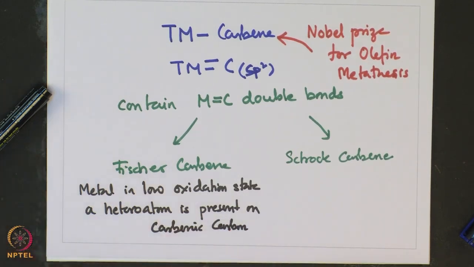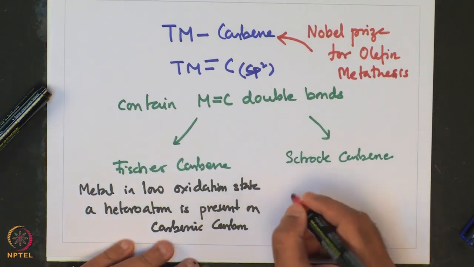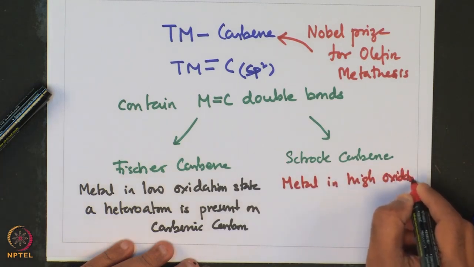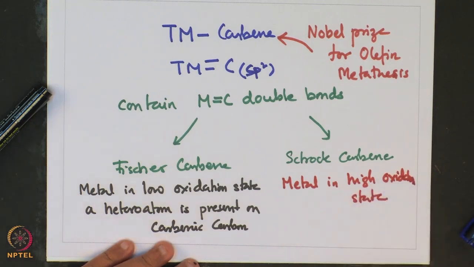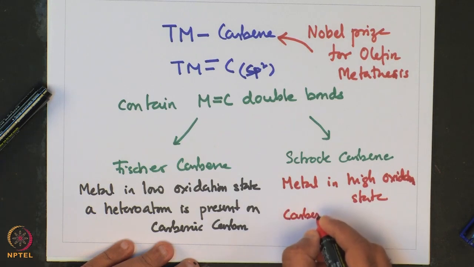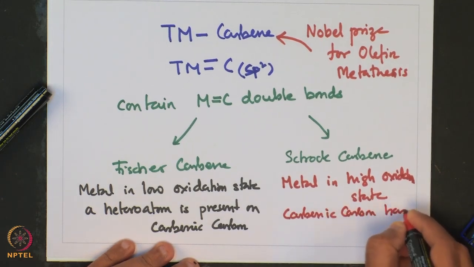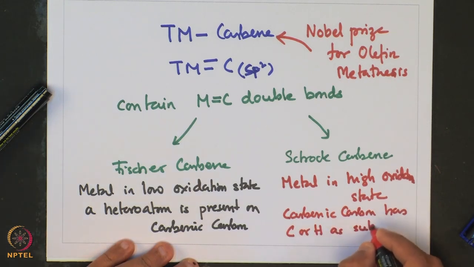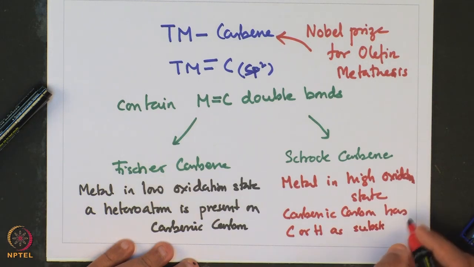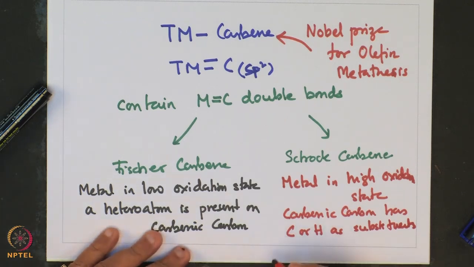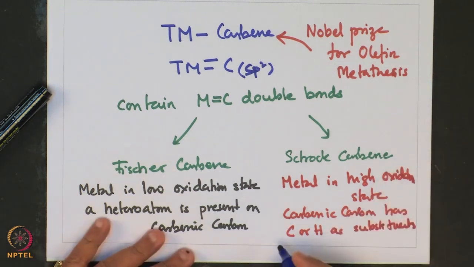Now, with regard to the Schrock carbene, the metal is in high oxidation state. And there is no heteroatom, so the carbenic carbon has carbon or hydrogen as substituents. And when there is no heteroatom directly bound to the carbenic carbon, these are called alkylidene complexes. In this case, these are called alkylidene.